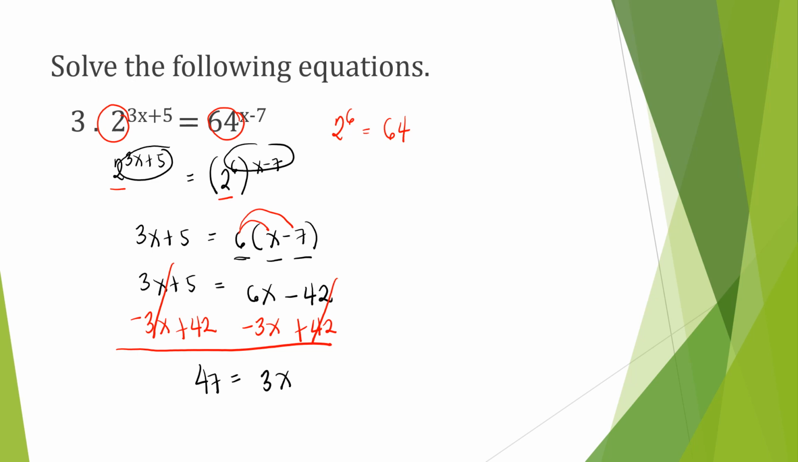To solve for x, let us multiply both sides of the equation by 1/3 to eliminate the number beside x, which is 3. So we have 47 over 3 is equal to x, or x is equal to 47 over 3.